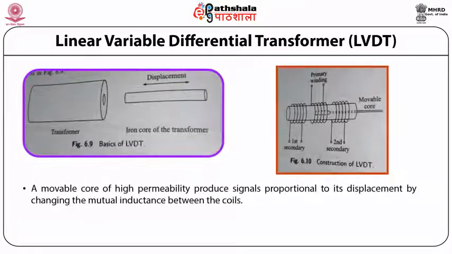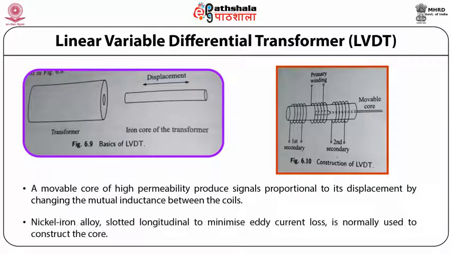So a movable core of high permeability produces a signal proportional to its displacement by changing the mutual inductance between the coils. Nickel iron alloy, slotted longitudinally to minimize the eddy current loss, is normally used to construct the core.